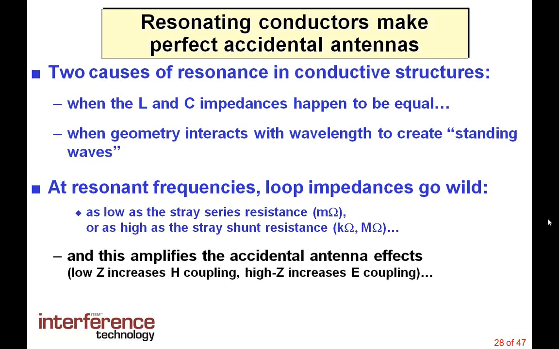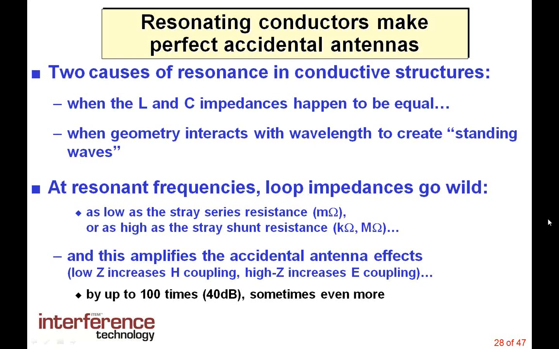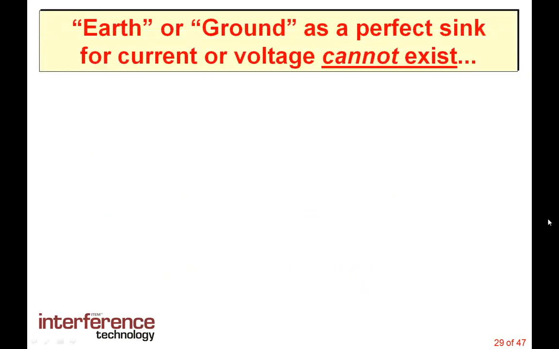Anyway, with these very wild loop impedances, we get amplified accidental antenna effects. Low impedance loops increase magnetic field emissions, high impedance loops increase the electric field emissions. And we can get up to 100 times gain amplification of the magnetic or electric field patterns, sometimes even more. It's a resonant effect. A lot of our work in EMC is trying to prevent resonances from causing problems at the frequencies we happen to be using.